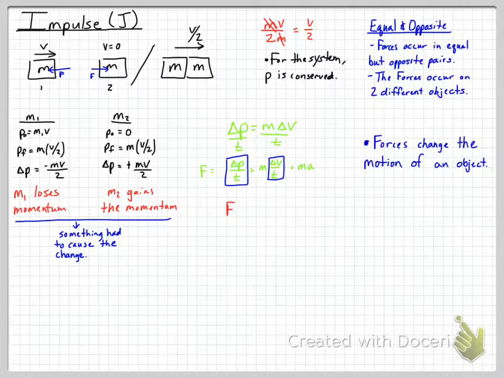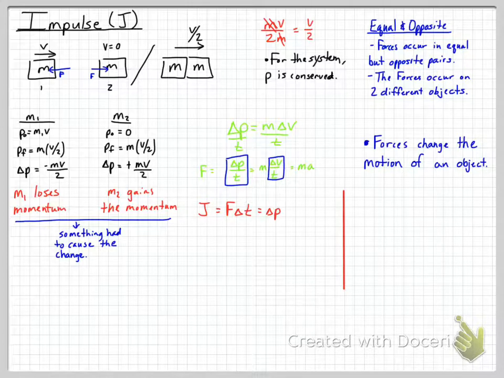Now, if we were to solve for the change in momentum in the equation above, we would have force times the change in time, by multiplying both sides by time. It's going to equal the change in momentum, which is also impulse. So what we have here is that impulse equals the force times the change in time, and it also equals the change in momentum of any object.